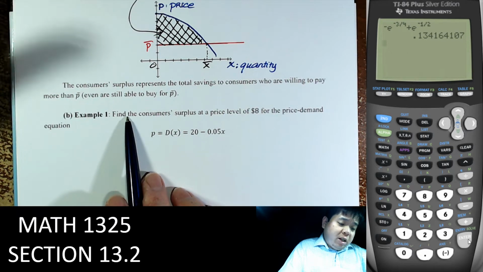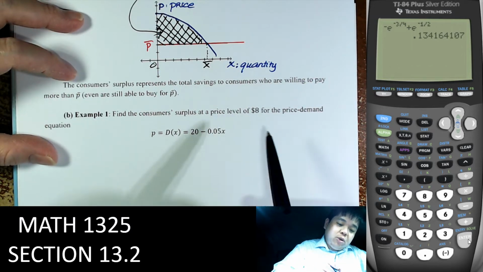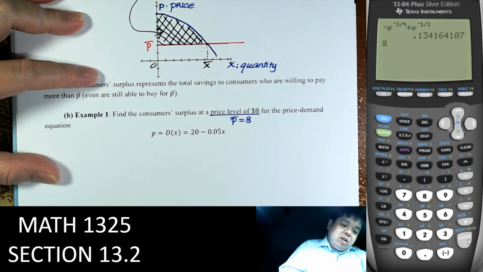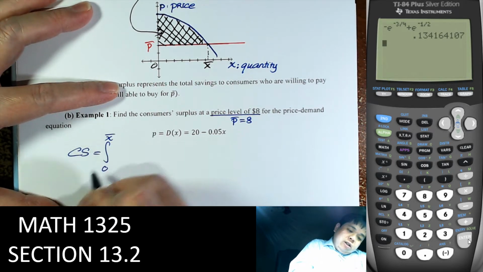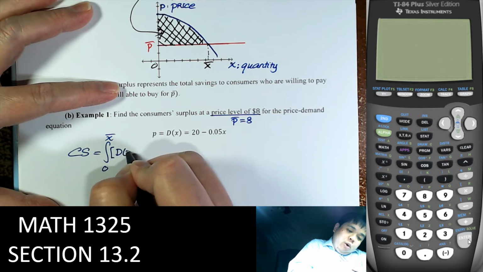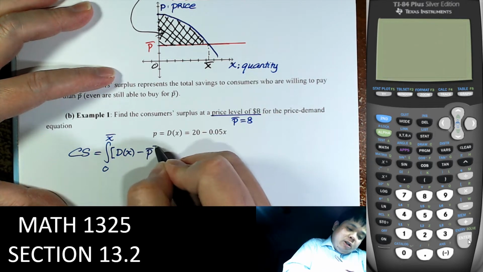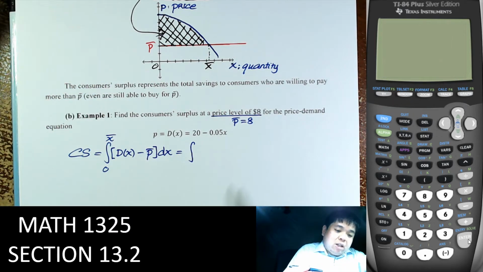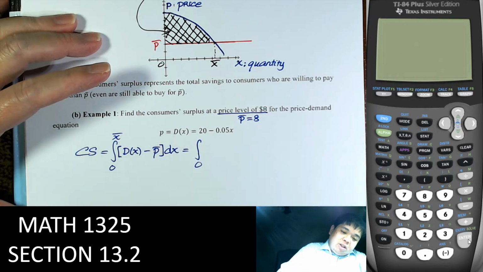Then, let's go to some examples. I'll find the consumer surplus at the price level of $8. So that is P bar is 8, for the price demand equation. The consumer surplus will be the integral from 0 to X bar of the price demand equation, subtract the P bar, and evaluate. In this case, what is X bar? We don't know that, so we have to solve for it. But it goes from 0 to something.